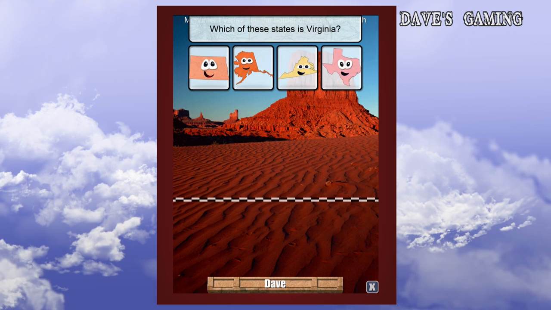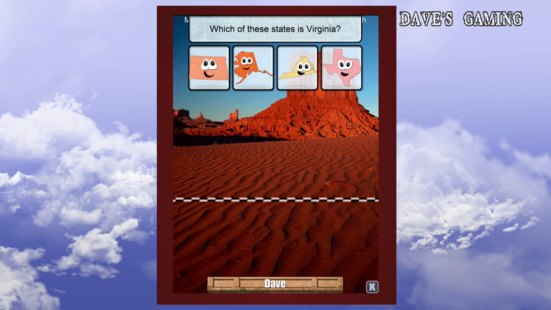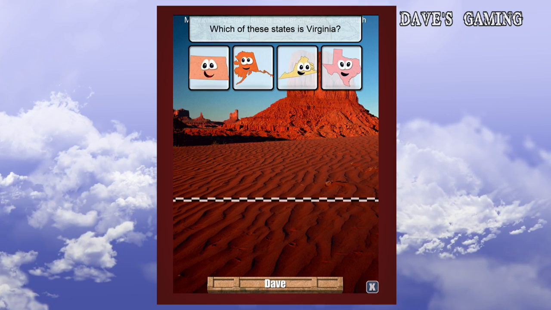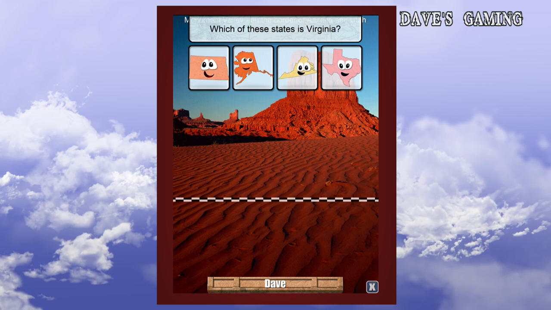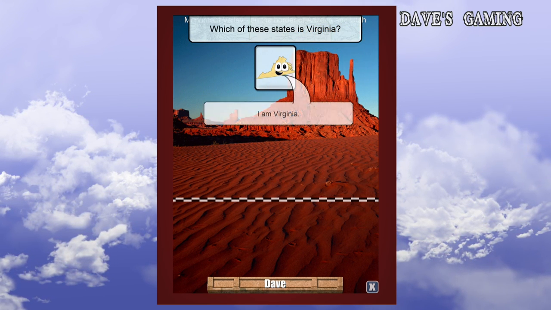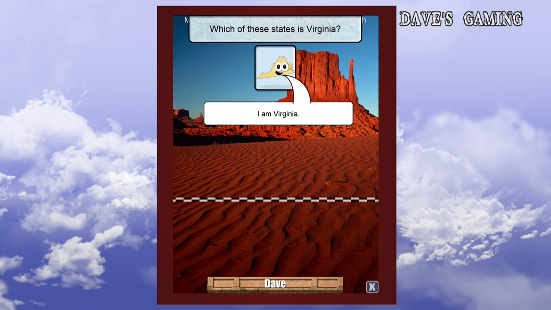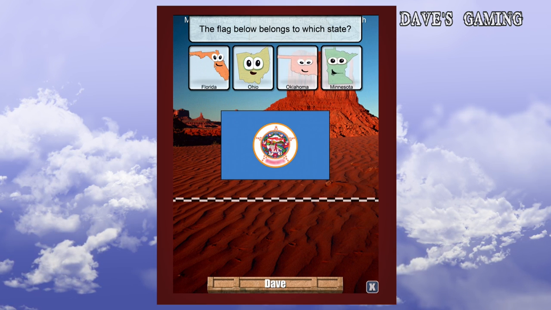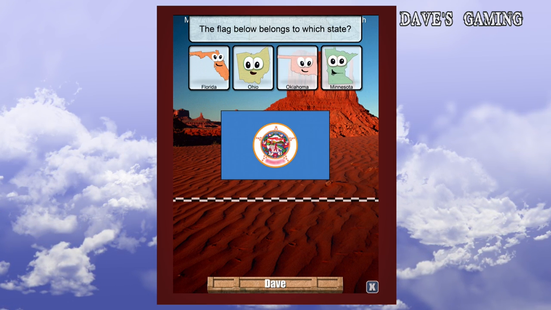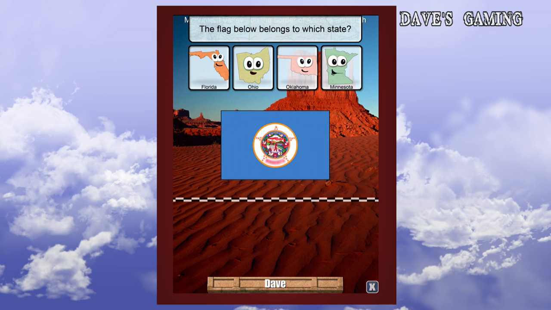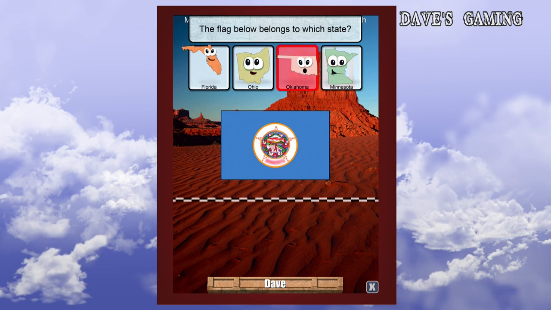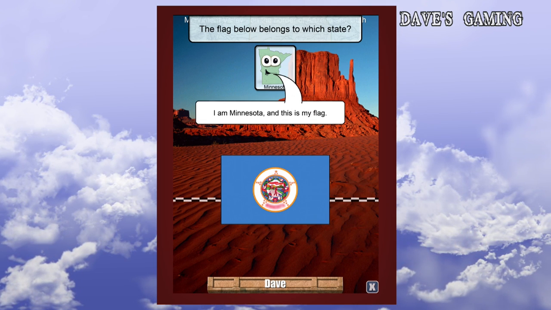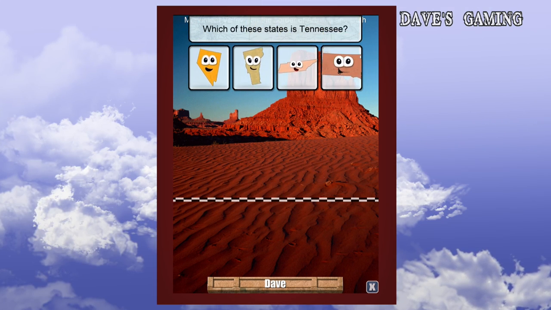Ready, set, go! Which of the states is Virginia? Virginia was named after Queen Elizabeth of England, who was a virgin. That much I know. No. I'm Virginia. Queen Elizabeth never was married. The flag below belongs to which state? Florida? Oklahoma? Minnesota, of course. It's a northern state. I'm doing bad.